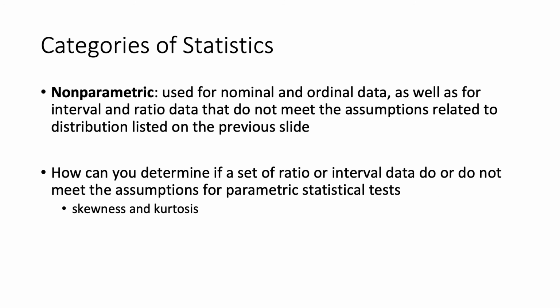Non-parametric tests are used for nominal and ordinal data, as well as for interval and ratio data that do not meet the assumptions related to distribution listed on the previous slide. A way to determine if a set of ratio or interval data do or do not meet the assumptions for parametric testing is from estimates of skewness and kurtosis.